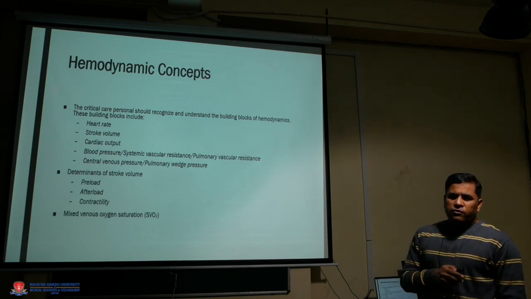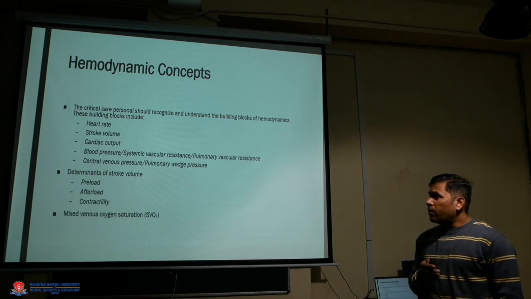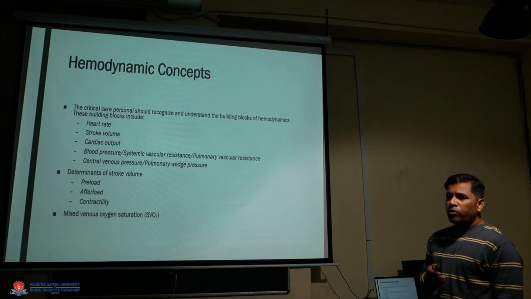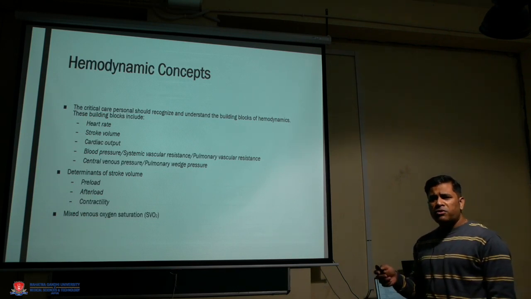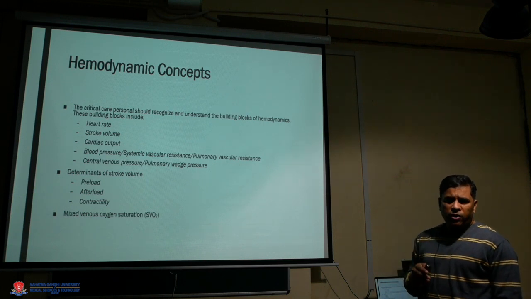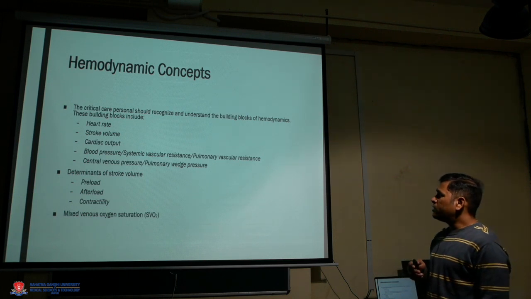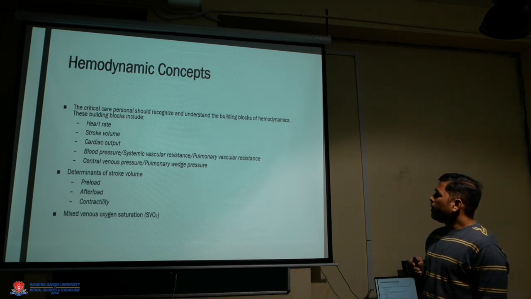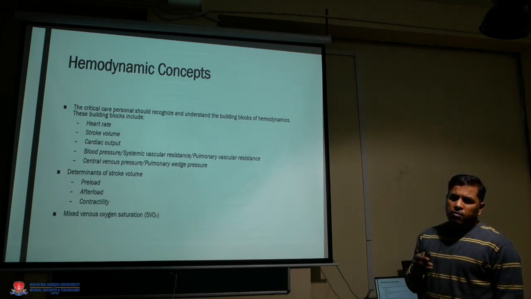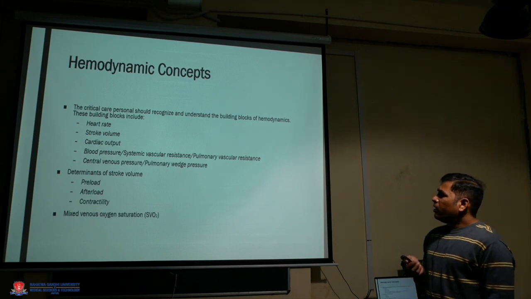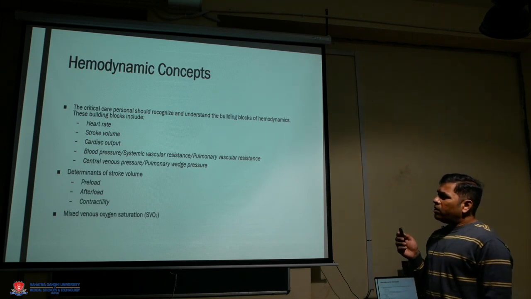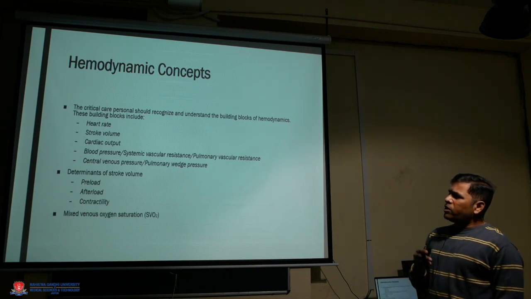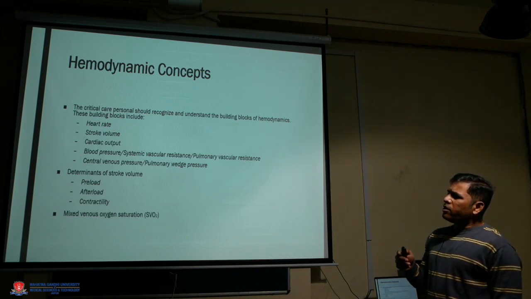There are various terminologies which are used when we discuss hemodynamic monitoring. These are heart rate, stroke volume, cardiac output, blood pressure, the systemic vascular resistance, the pulmonary vascular resistance, the central venous pressure, pulmonary capillary wedge pressure. So these all are known as the building blocks of hemodynamics. Now these all things are important because there are various equations and they all are interconnected.